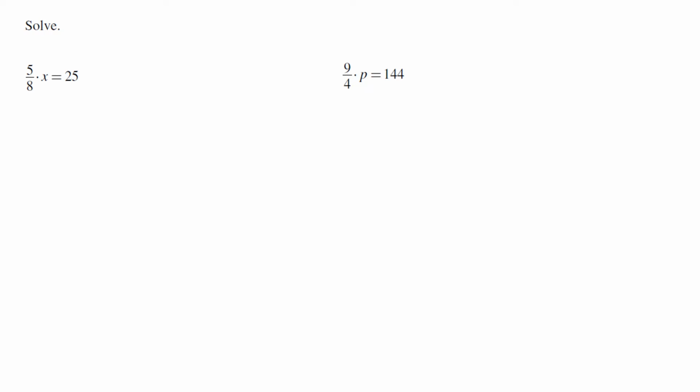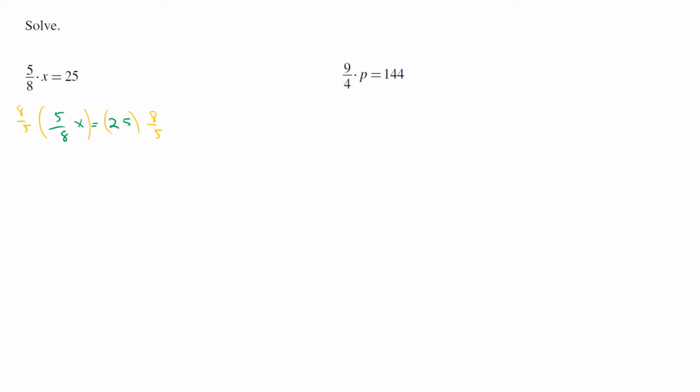Solve. Alright, so we want to solve an equation in which a fraction is involved. And the easiest way to do this is to multiply both sides by the reciprocal. So the reciprocal of 5 over 8 is going to be 8 over 5. So I'm going to take 5 over 8 x equals 25, and I'm going to multiply both sides by the reciprocal, 8 over 5.